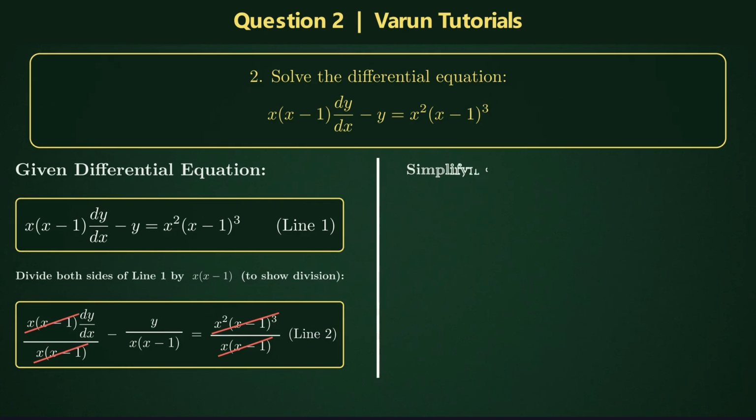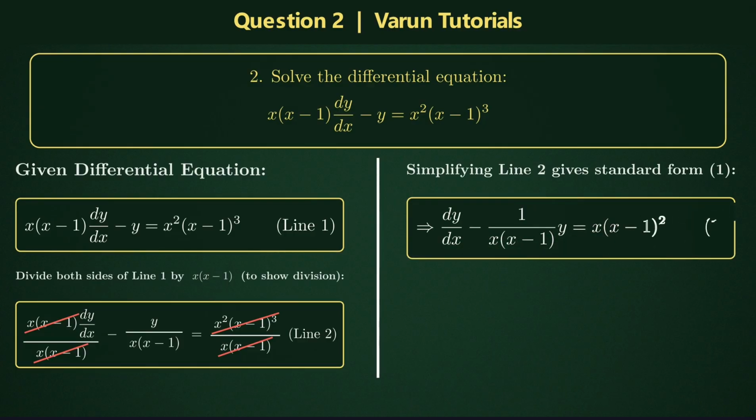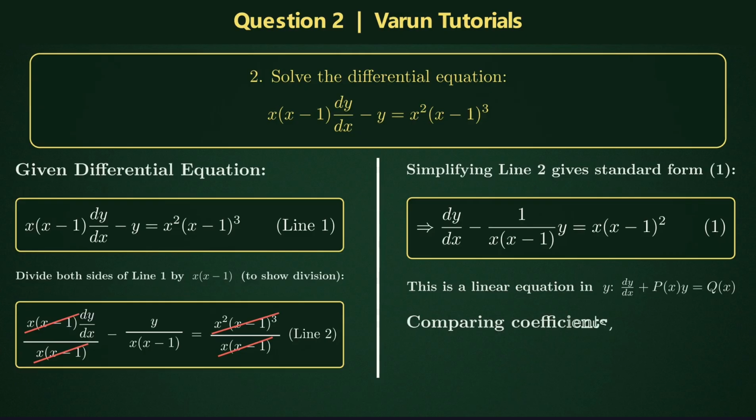Simplifying line 2 by cancelling common terms in the numerators and denominators gives equation 1. This yields dy by dx, minus 1 over x times x minus 1, times y, equals x times the quantity x minus 1 squared. Let this be equation 1. This matches the standard form of a linear differential equation in y, dy by dx plus p of x times y equals q of x. Comparing coefficients with equation 1, we identify p of x and q of x.